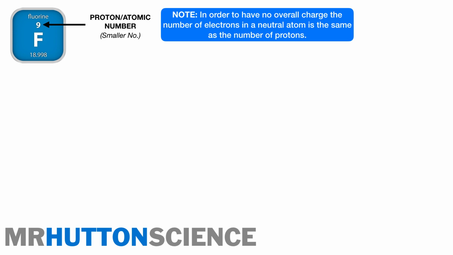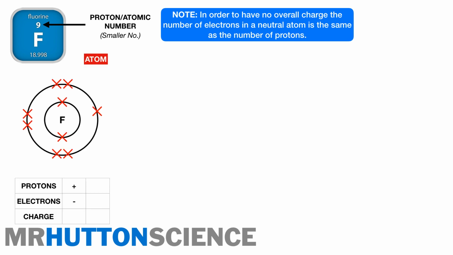Okay, proton number is 9. So let's draw the atom for fluorine. There we go. So we've got 7 in our outer shell now. So 2 in the middle, 7 on the outside, 9 in total. And we've got 9 protons, so it's 0 charge overall.